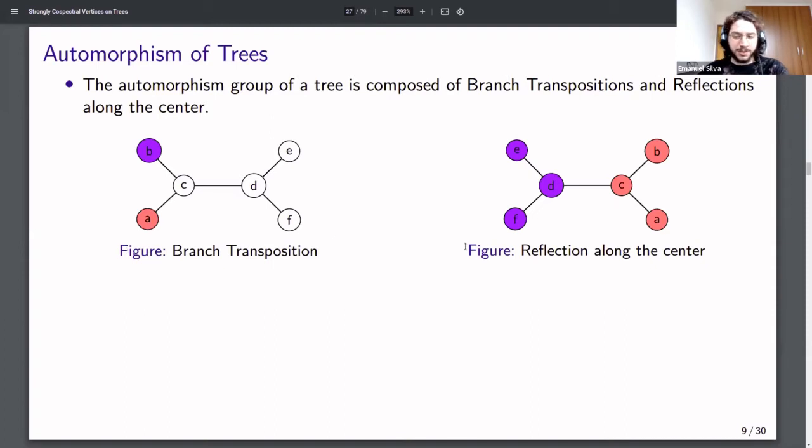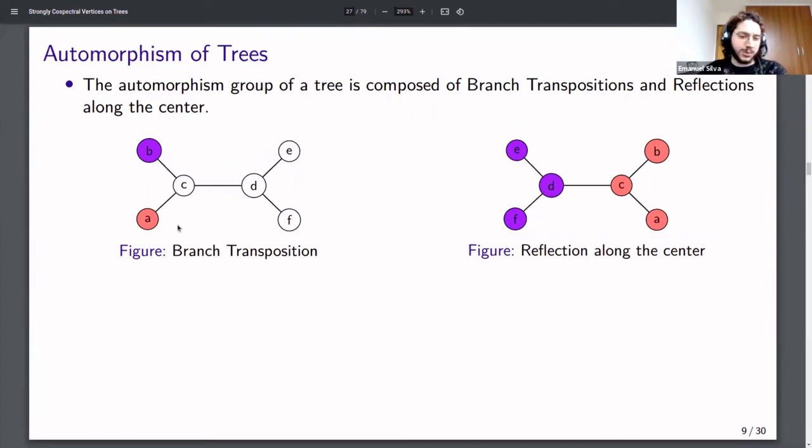The automorphism group of a tree is based on two operations. The first operation is called branch transposition, which is basically that you fix one of the vertices, pick two of its branches, and map one branch to the other. Therefore, you swap the two branches. In this case, we could, for example, swap vertex A with vertex B. The second type of operation, which occurs when the tree is bicentered, is a reflection along the center of the tree. So in this case, vertices E, D, and F can be mapped to vertices B, C, and A by a reflection along the bicenter of the tree.